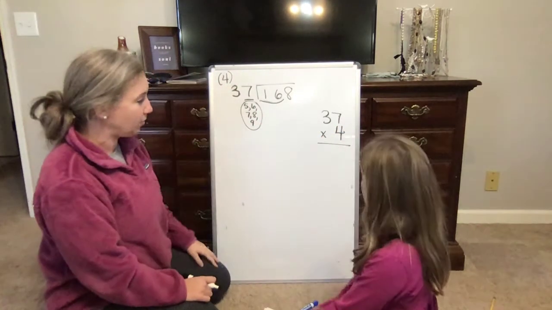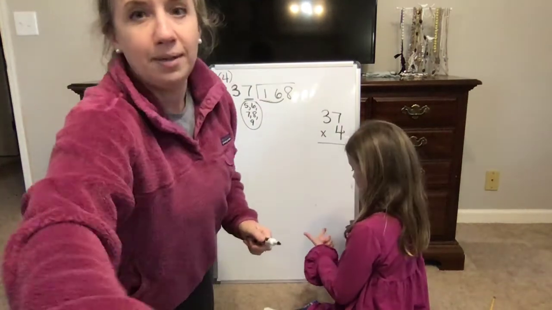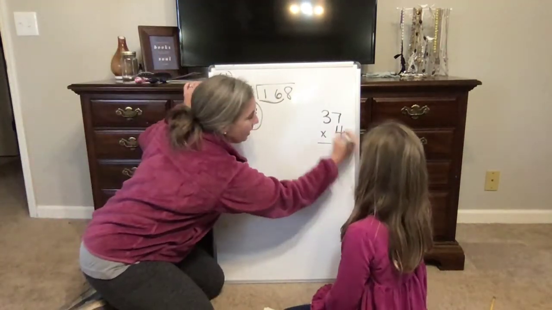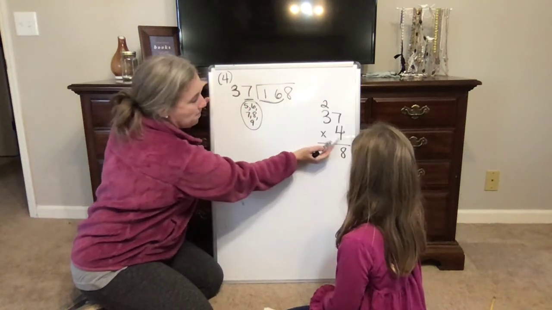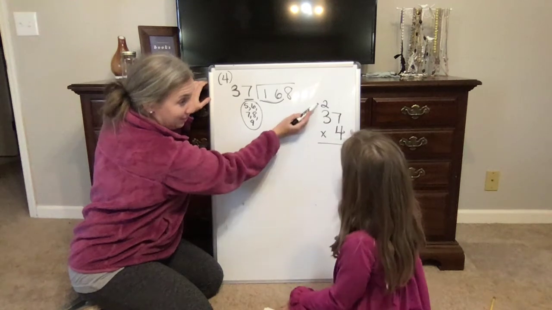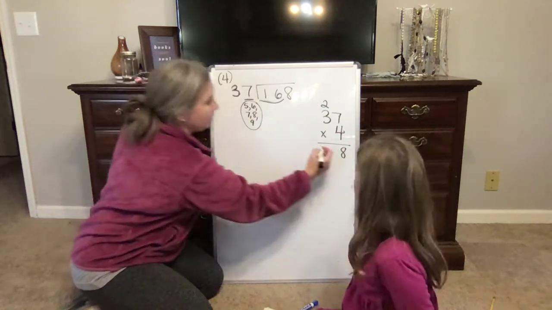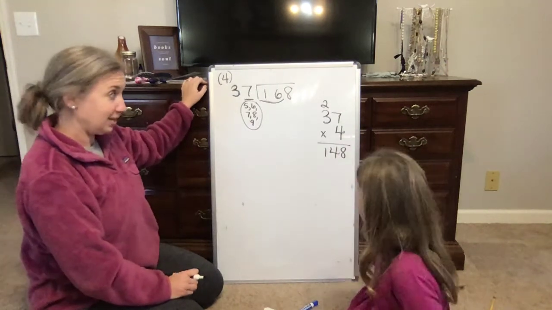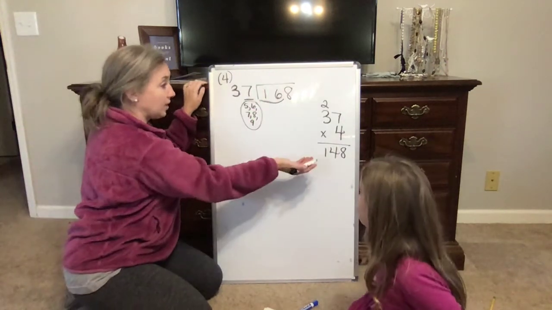All right, so help me out with multiplication here. 4 times 7 is 28. And then 4 times 3 is 12. And then 14. 12, 14, 148. Okay. So that does work.